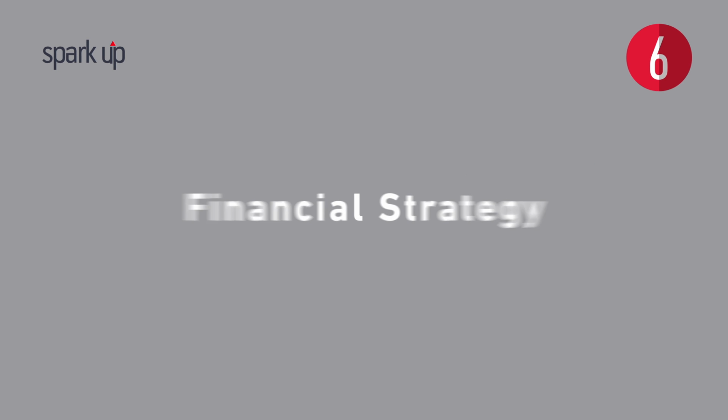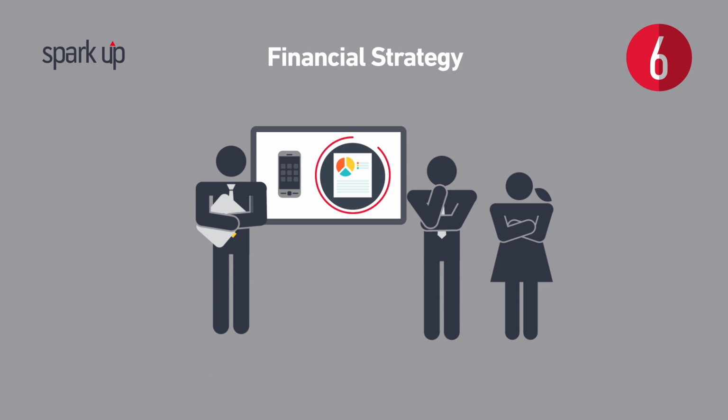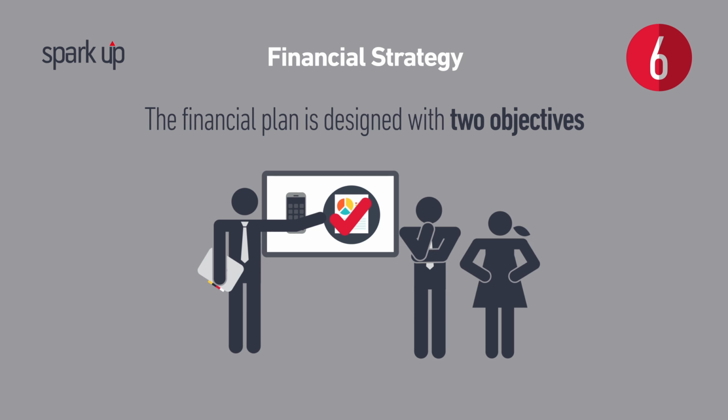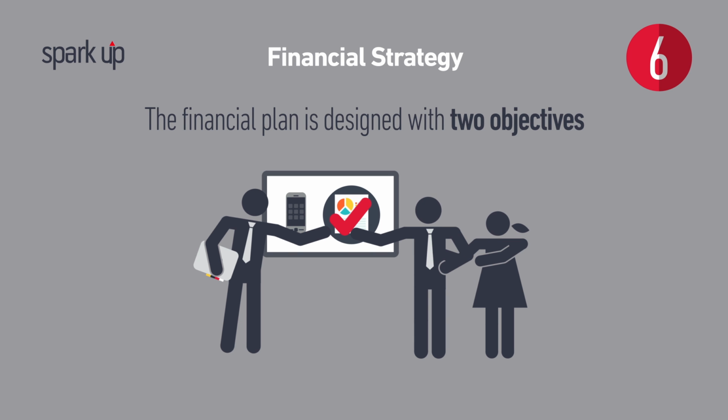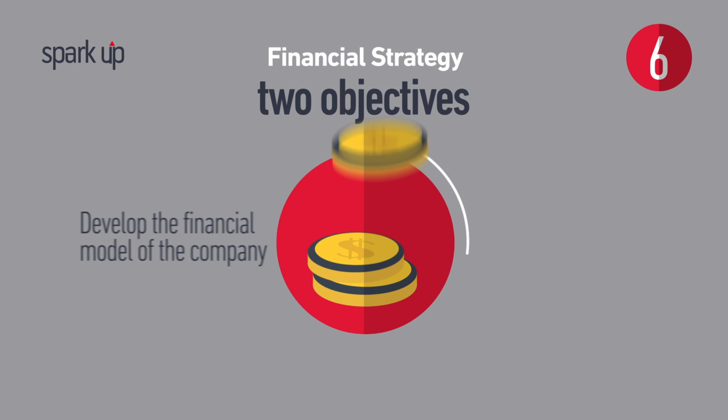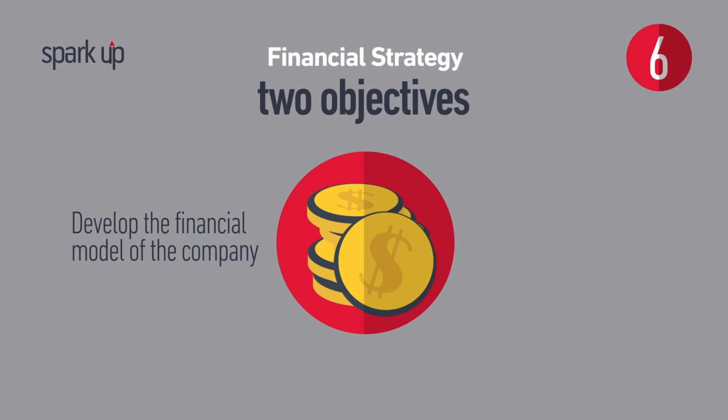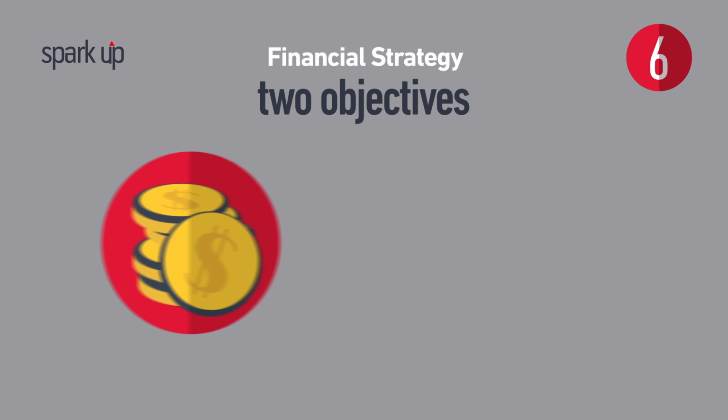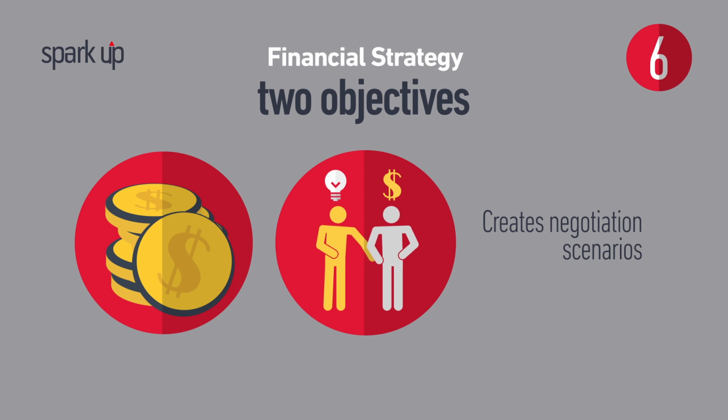6. Financial strategy. Once the business model and the strategic plan are finished, the financial plan is designed with 2 objectives: developing the financial model of the company to put together a profitable project, and that the entrepreneur creates negotiation scenarios that give him access to investment rounds or support from financial institutions.